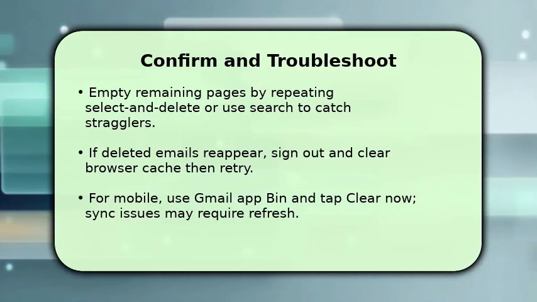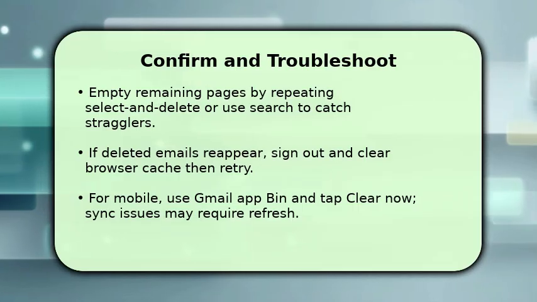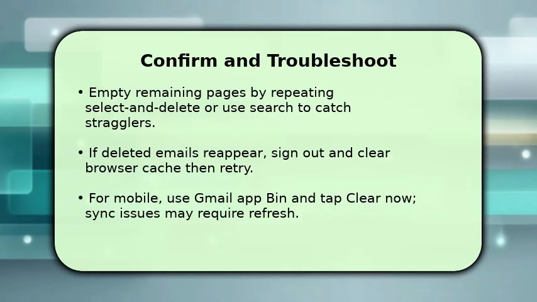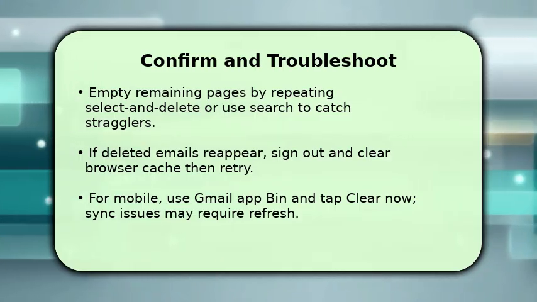If deleted items show up again, sign out and clear your browser cache, then sign back in to force a fresh sync. This resolves most display inconsistencies. For the Gmail mobile app, open Bin and use Clear Now or Delete individually, and if sync lags, pull to refresh or toggle airplane mode briefly to prompt a sync.